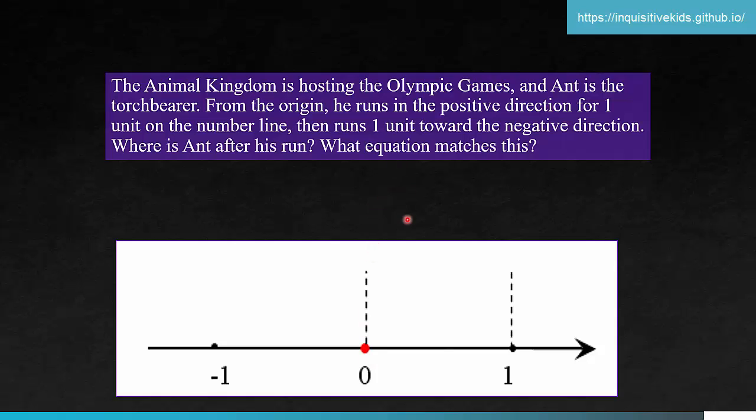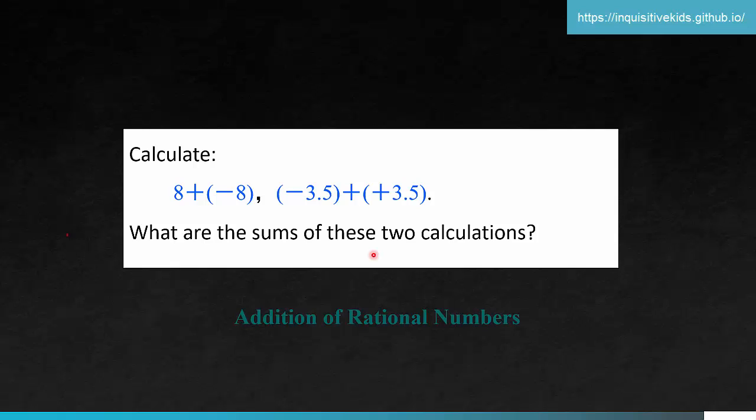and he's running in the positive direction for 1 unit. So he ends up here. And then he's running back 1 unit. So where does he end up after his run? At 0. So here's the equation that matches that. Calculate 8 plus negative 8 and negative 3 and 5 tenths plus 3 and 5 tenths.